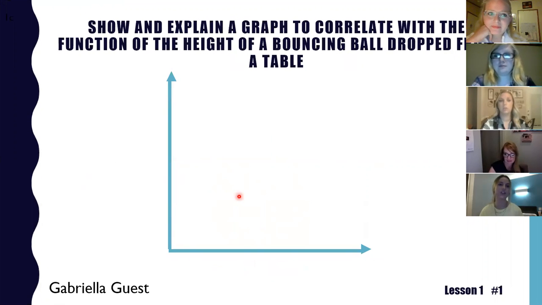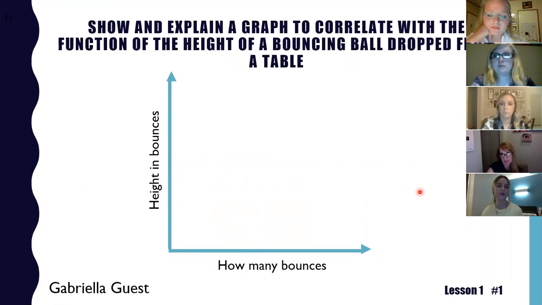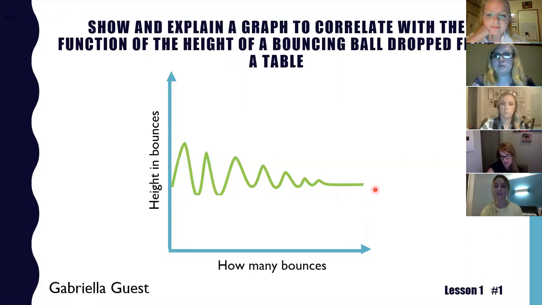So next it says, show and explain a graph to correlate with the function of the height of a bouncing ball dropped from a table. This one is also pretty self-explanatory. The left represents the height and bounces, and the bottom represents how many bounces it's going to take. If you drop a ball, it goes up and down until the ball stops, and at the end you can see a steady line. That's how the ball stops. Great job. So that's why it gets smaller every time, because as the ball bounces, it loses its momentum until it gradually rolls away. Exactly.